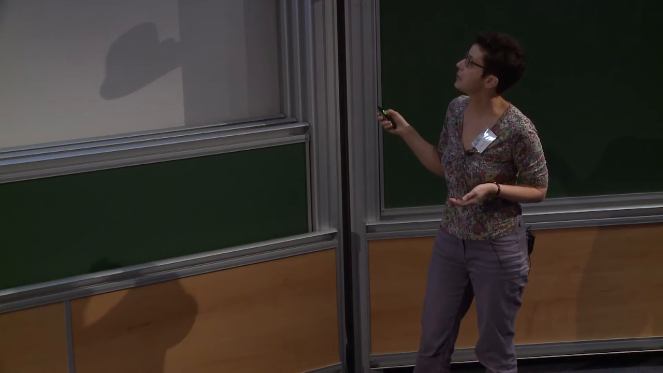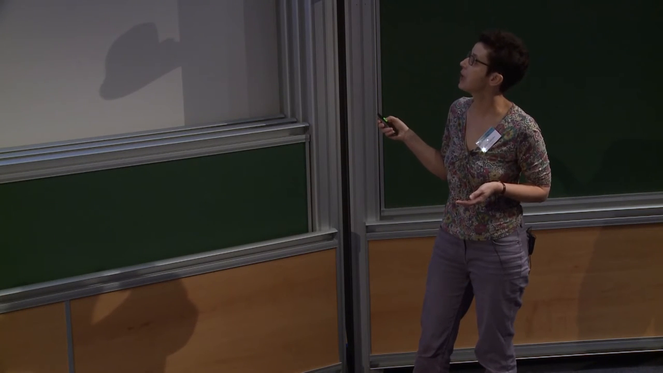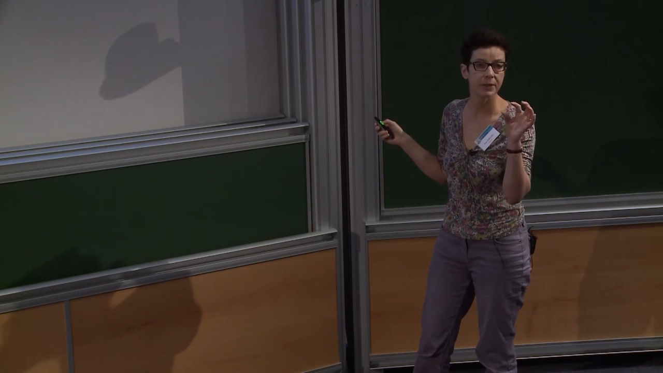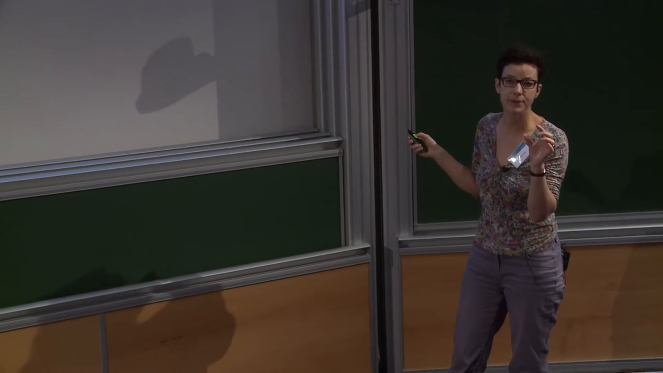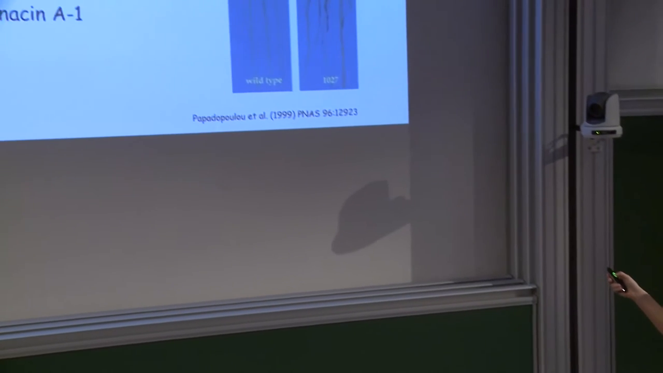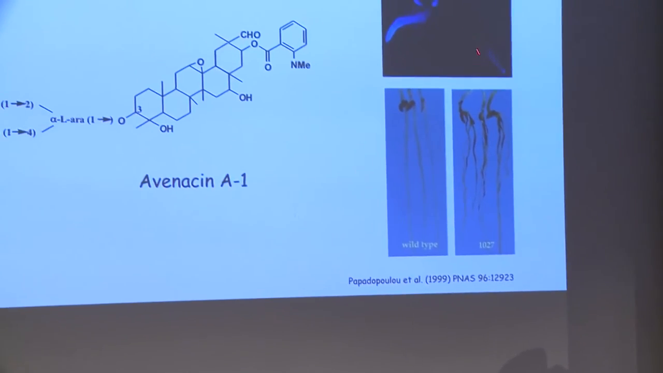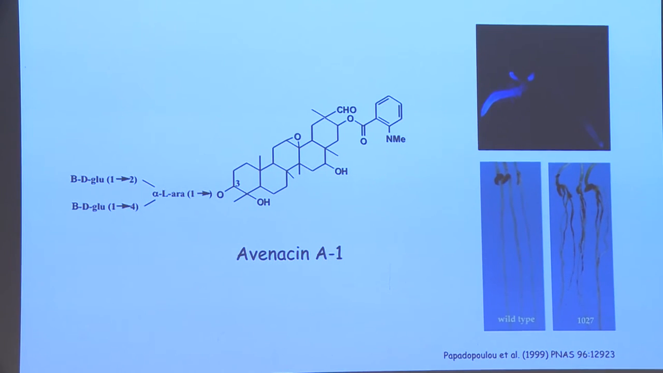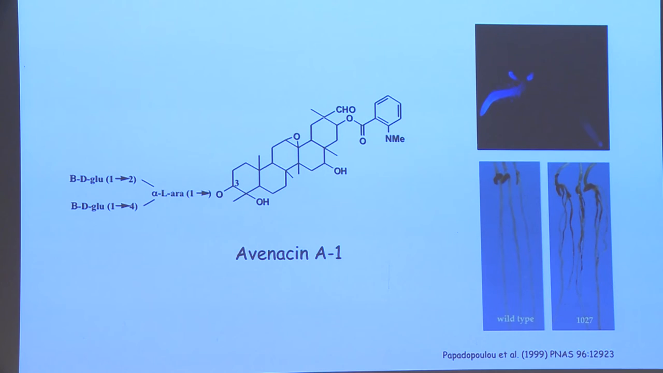So we took diploid oat and we treated it with a chemical mutagen, and we simply screened by putting germinating oat seedlings onto a UV transilluminator. We looked for seedlings with reduced fluorescence, and this is one of them here. Clearly, this molecule is very complex. We expected to find many genes involved in its synthesis.